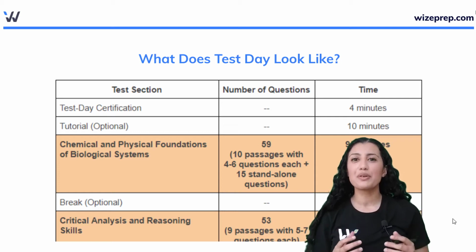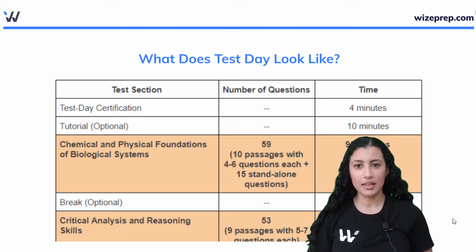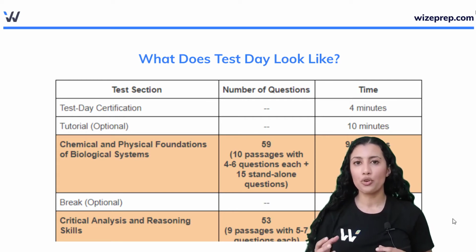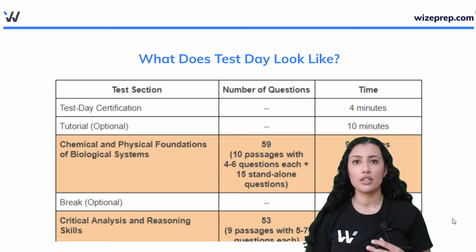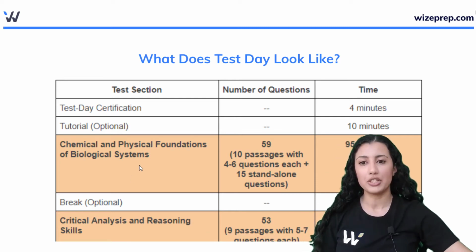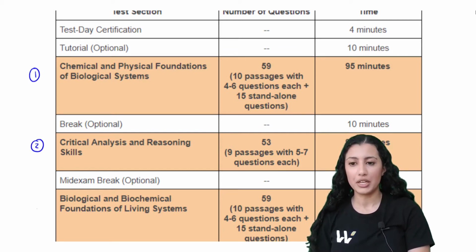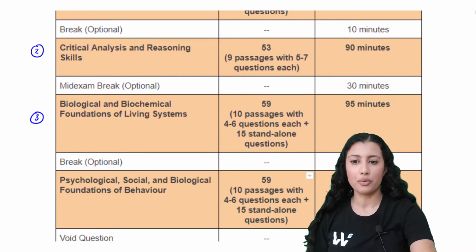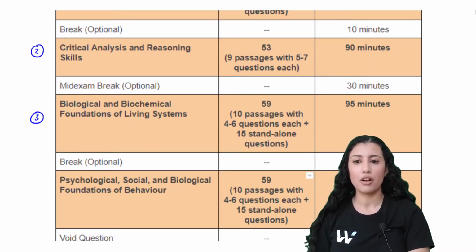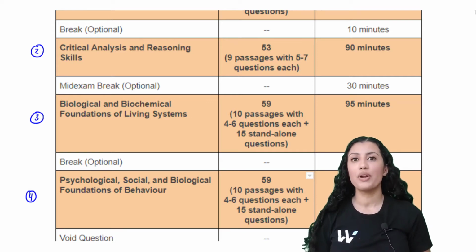Okay, so now that we've learned about the different sections, let's take a look at what test day will look like. So first, let's just look at the order in which those sections will appear on the MCAT. The first section is your chemical and physical foundations of biological systems, and then we have CARS, and then we have the biological and biochemical foundations, and then we end off with psychological, social, and biological foundations of behavior. So you're going to have all 4 sections, and it's all going to happen in one day.